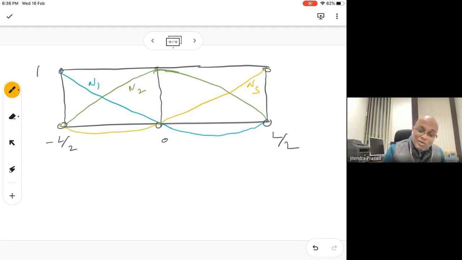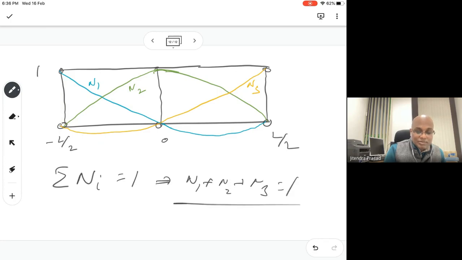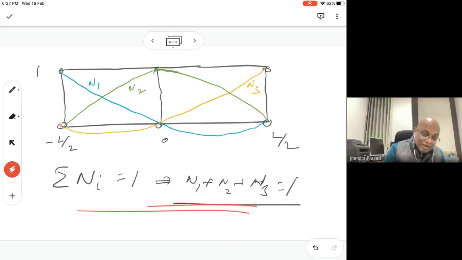What you see that is also interesting is that if you see N1 plus N2 plus N3, the summation of Ni, it will be 1 everywhere. Here just N1 is there. If you add them anywhere, meaning N1 plus N2 plus N3 is equal to 1. Okay. So here we found the N values.